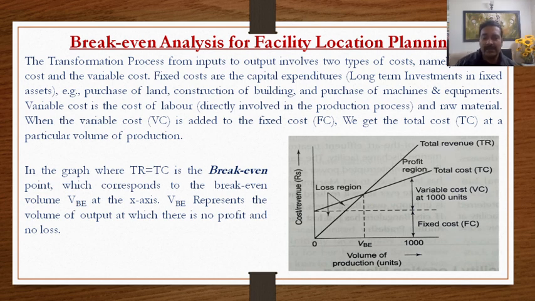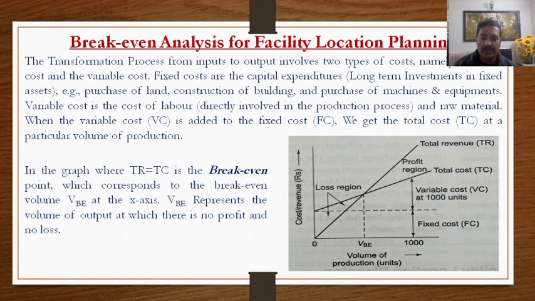And in this method or technique, as you can see in this picture, we have drawn a graph showing the total revenue graph, total cost graph, variable cost and fixed cost. Variable costs, as you know very well, are directly involved in the production process, like raw material and the things you need at the time of manufacturing the product. And fixed costs are like building, machinery, etc. Those are for the long term.